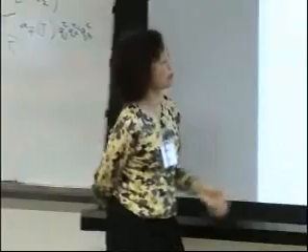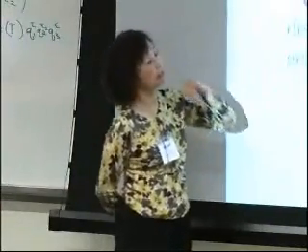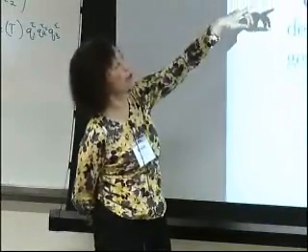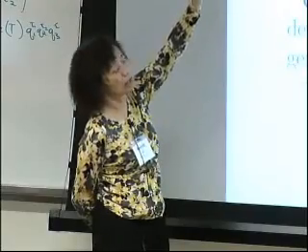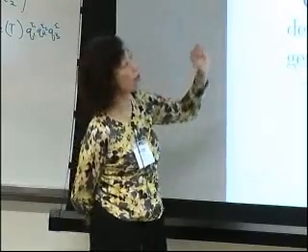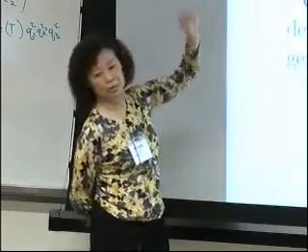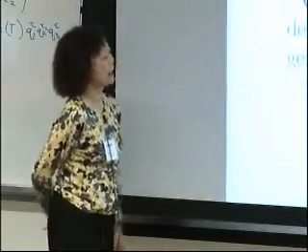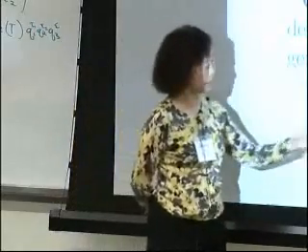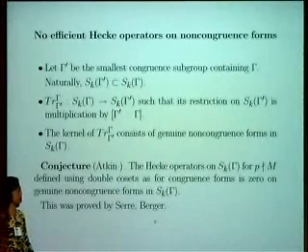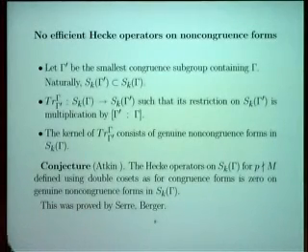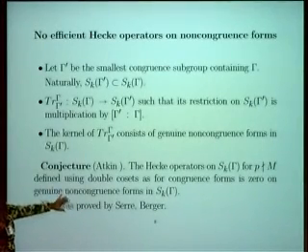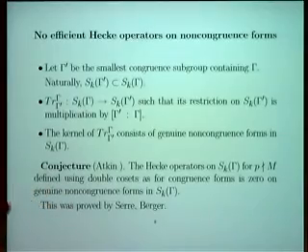So Atkin's conjecture was first proved by Serre for the case where gamma prime is the whole group SL2(Z), and gamma is a normal subgroup of gamma prime. And then this proof was finally completed by Berger, I think in 1996. So now we know that there are no efficient Hecke operators.